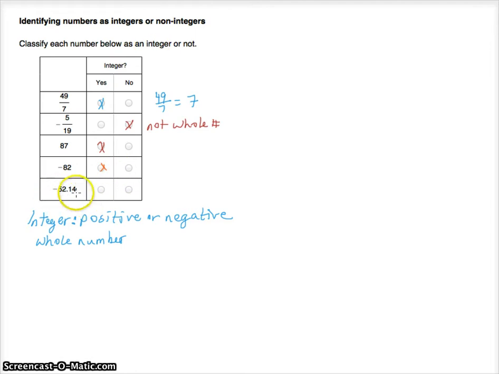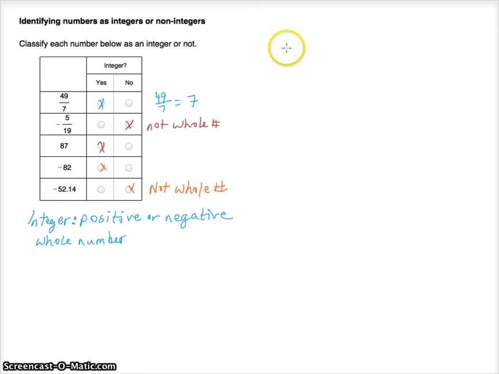And then I have negative 52.14. The negative part's right, the 52 part's right, but it says 0.14. It is not a whole number. It's got a piece of another number in it, so it's a no, not a whole number. So remember, gang, when you're looking at these, make sure they're whole numbers. They can be fractions, and make sure to reduce them. And this last one is not a whole number.